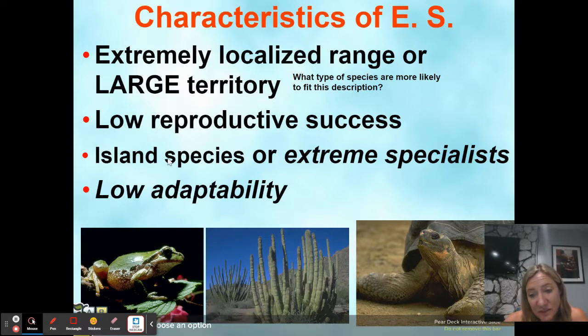Island species tend to be vulnerable to endangerment as well because, again, those are really extreme specialists. They can only live on the island. They don't have anywhere else to go. So if their environment changes, they don't have the opportunity to slightly move up north like those trees did in the slide before. And if they're not adaptable, some species are able to adapt quickly and easily, and some species are not. So those are what would make a species vulnerable to becoming endangered.